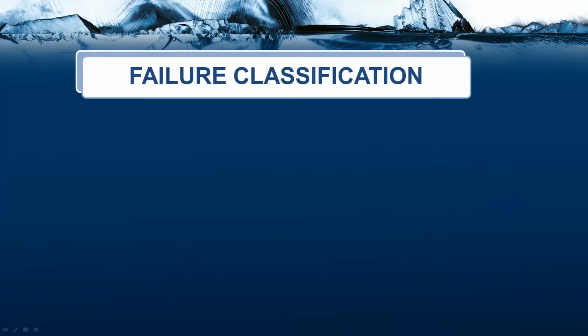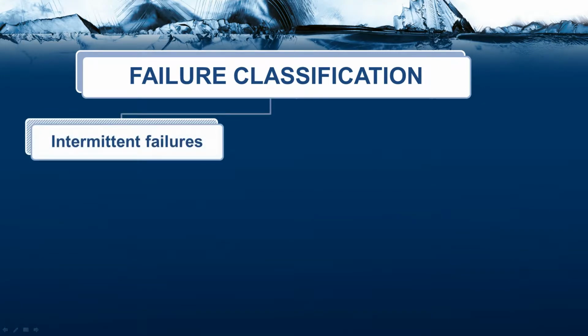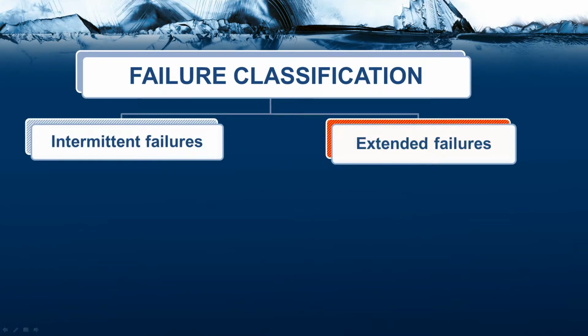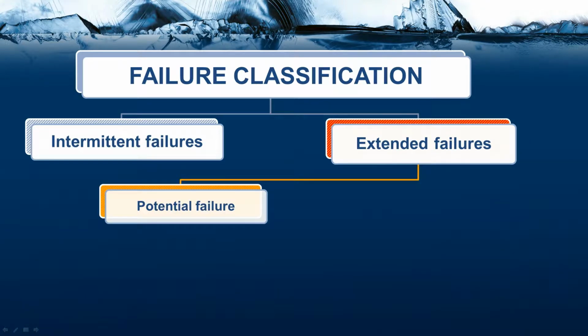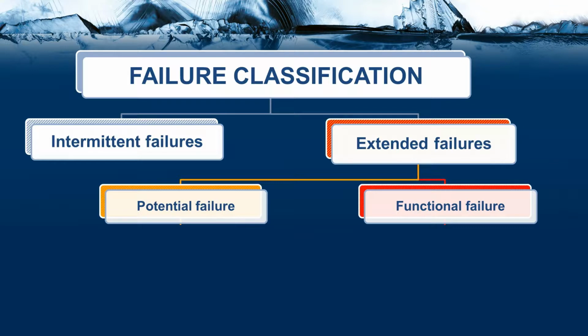Now we'll be looking into failure classification. Failure is classified into two broad groups: intermittent failures and extended failures. Intermittent failures are failures that are encountered and then correct themselves. The system corrects itself. Many times we don't know the reason, and this is not of interest for this lecture. We'll be focusing on extended failure. Extended failures can be broadly divided into two groups: potential failure and functional failure. We'll start looking first at potential failure.